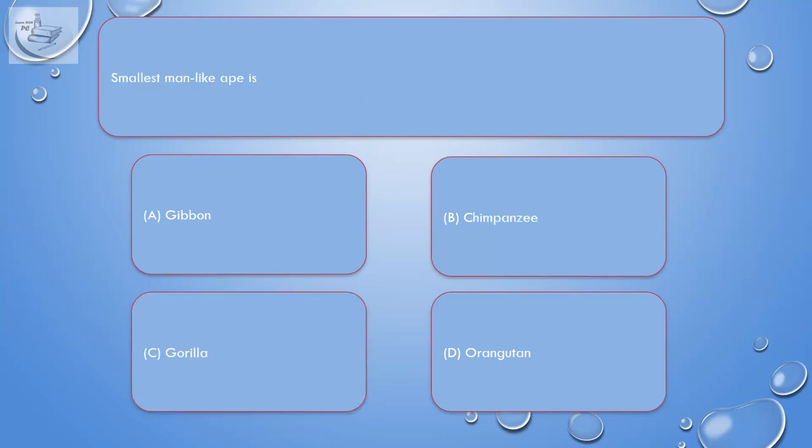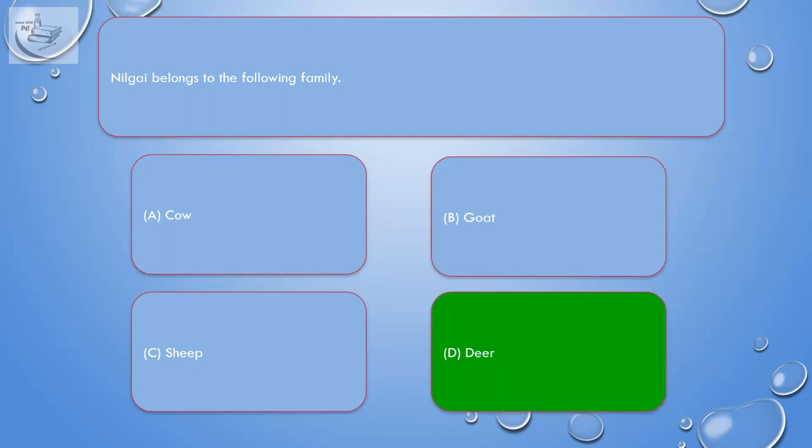Question: Smallest man-like ape is A. Gibbon, B. Chimpanzee, C. Gorilla, D. Orangutan. Correct answer is A. Gibbon. Question: Nilgai belongs to the following family. A. Cow, B. Goat, C. Sheep, D. Deer. Correct answer is D. Deer.